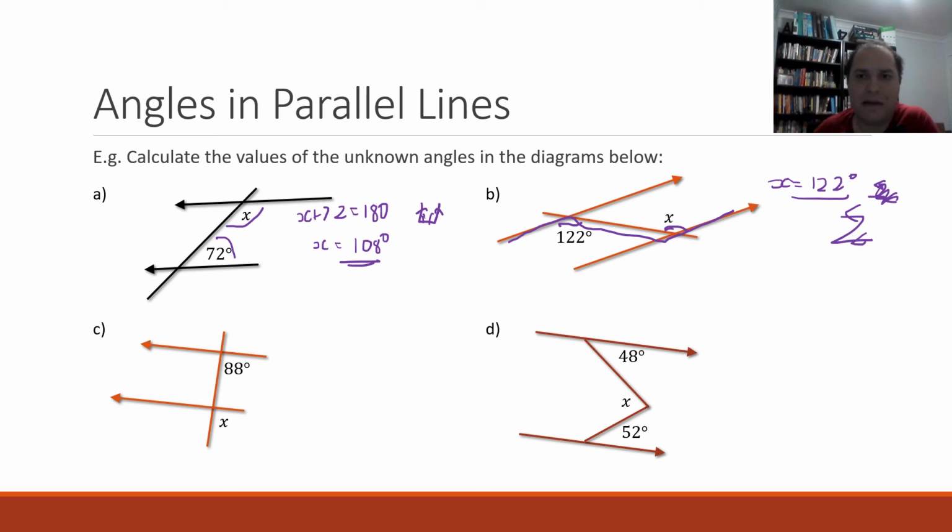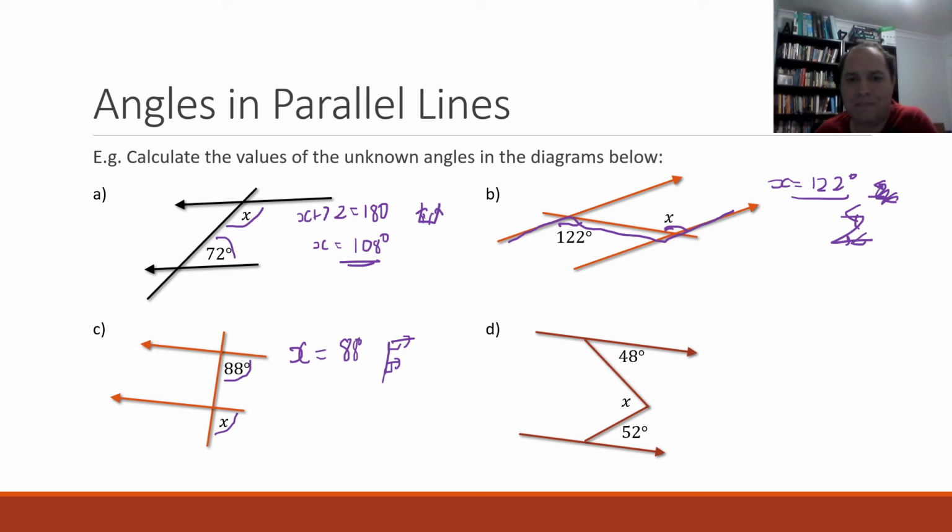Alright, in our next example, we've got 88 degrees here and X here. Those angles are corresponding. So according to our rules, corresponding angles are equal. So X must be 88 degrees, and that's using the F rule. Now corresponding angles in that F sort of shape are equal.